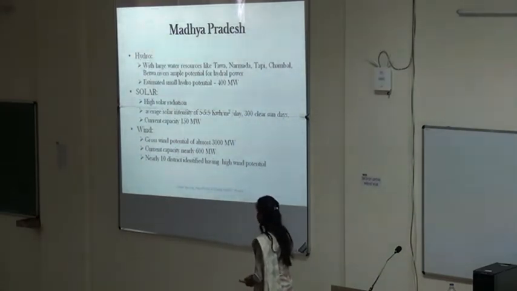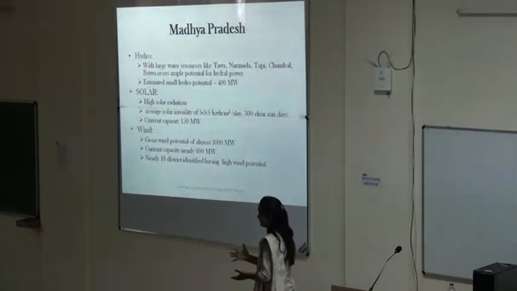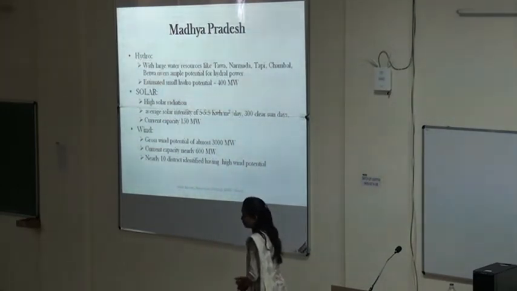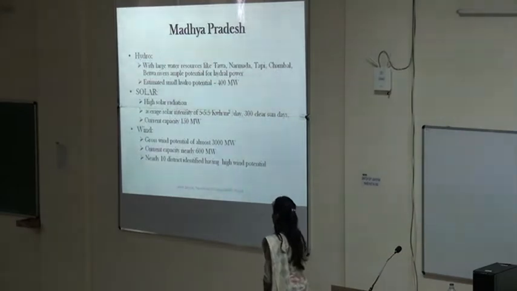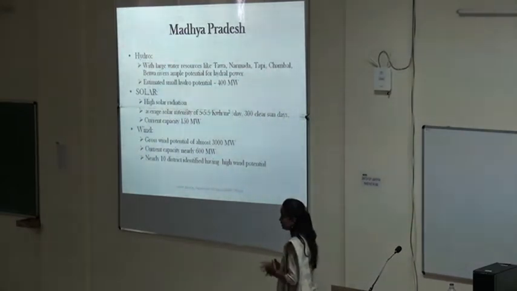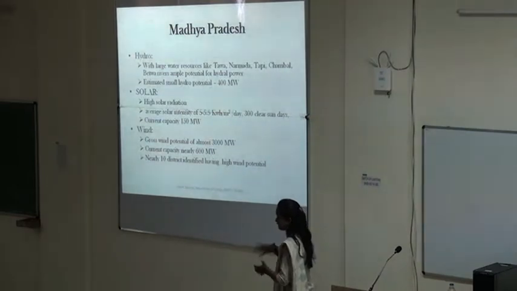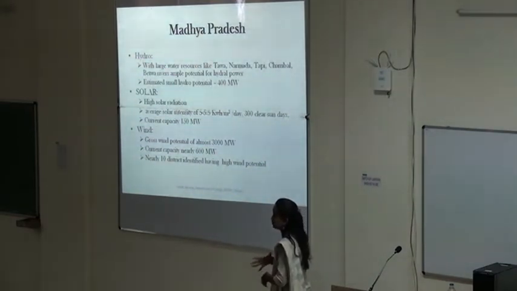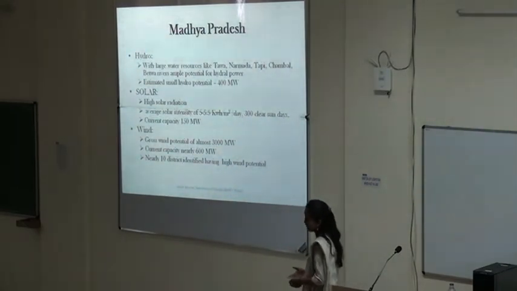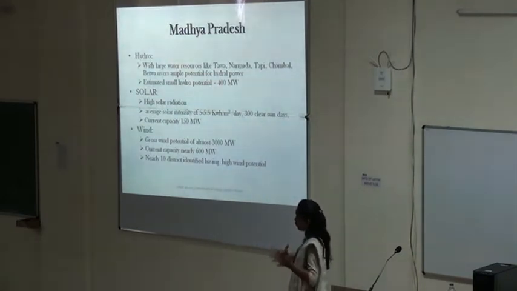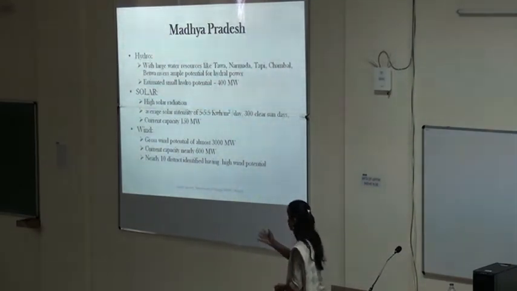Wind potential is also very good over here. It has been seen that we can install a 3000 megawatt power generation plant in the near future. We currently have 600 megawatt installed capacity, and nearly 10 districts have been identified as having high wind potential. So solar, wind, hydro, biomass are some of the new energy fields that we can introduce for power generation, because coal, which is a fossil fuel, is depleting day by day. So shifting from coal to these can be one of the best things.